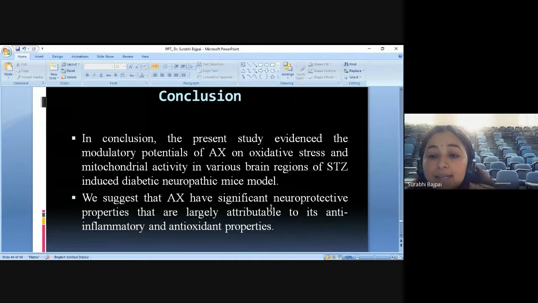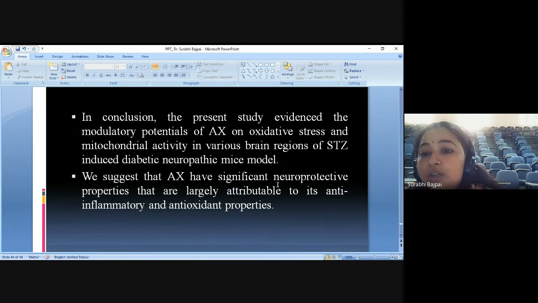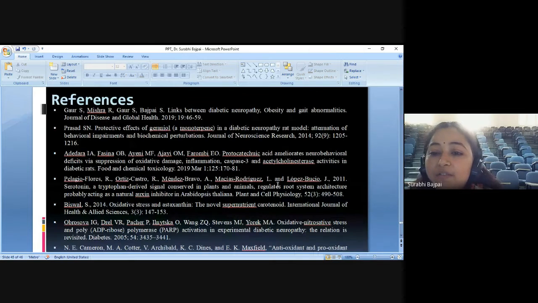And it suggests that, of course, astaxanthin can have neuroprotective properties. Of course, that can be tested further. We can also test whether pre-administration of astaxanthin before the disease develops fully can contribute to amelioration before it happens, and that can be largely attributed to its anti-inflammatory and antioxidant properties, which can be looked at further in the case of diabetic neuropathy.